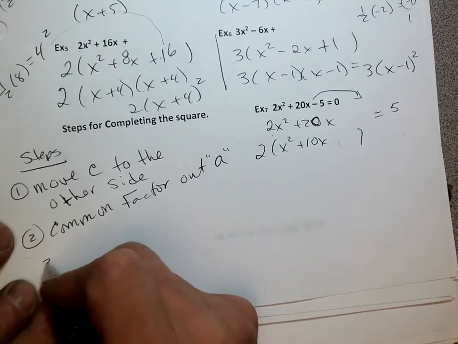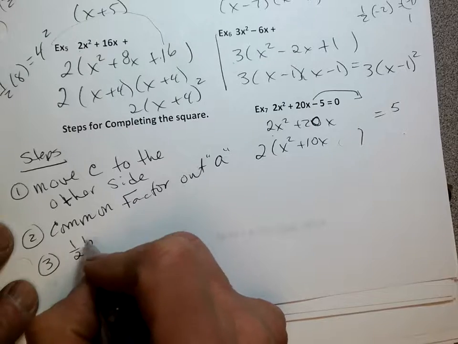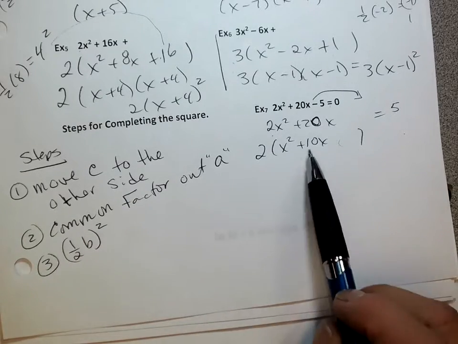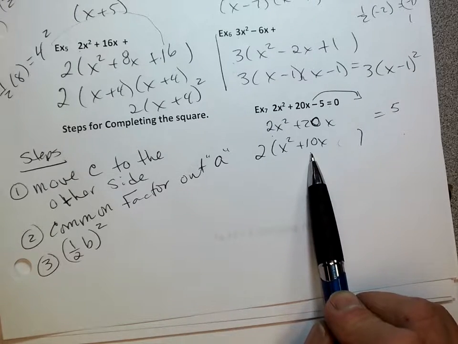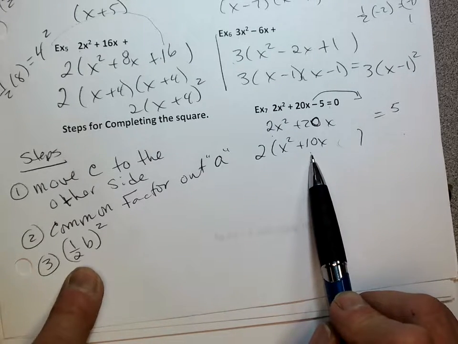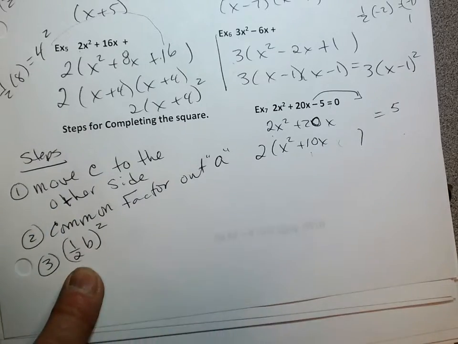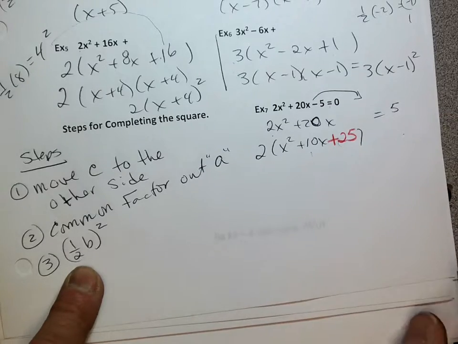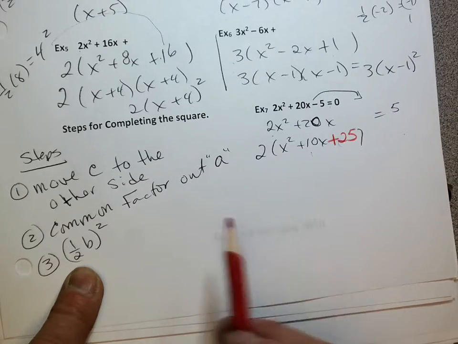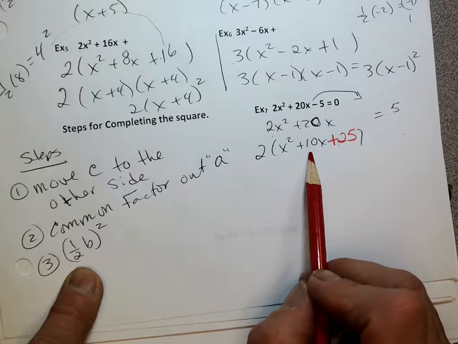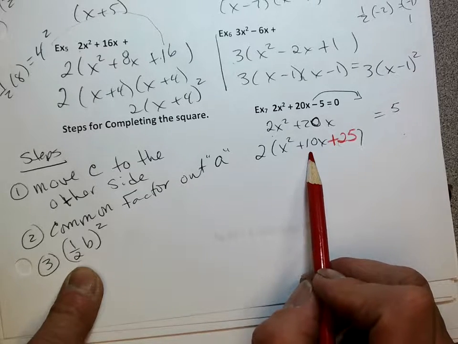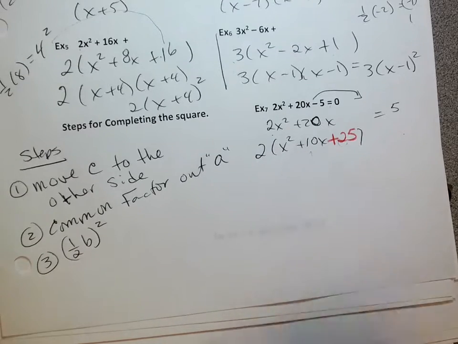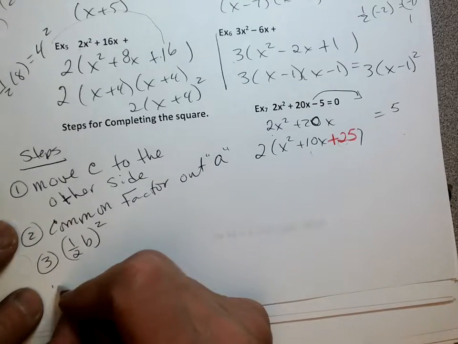Okay, step 3 is where we take 1/2 of b, squared. Well, b is 10, right? Half of 10 is 5. 5 squared is 25. So I took half of 10, 5, 5 squared is 25, so I put 25 right in there. This will factor, won't it? Now, step 4 is to balance the equation.